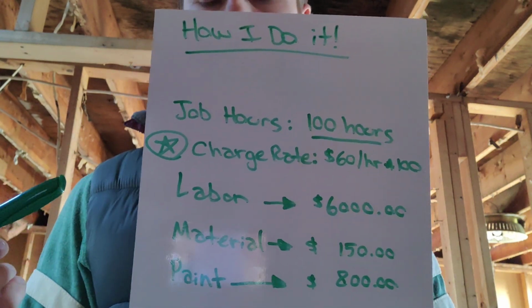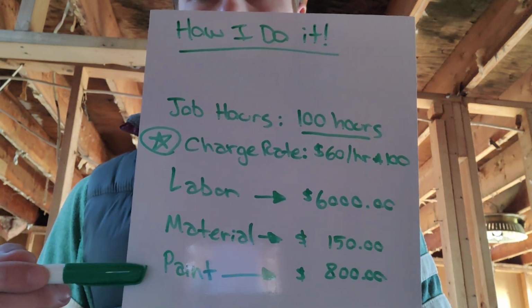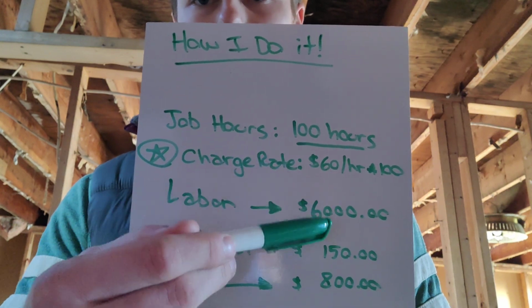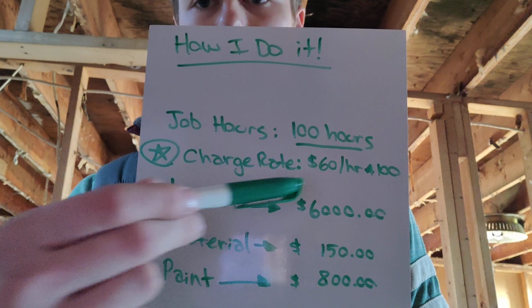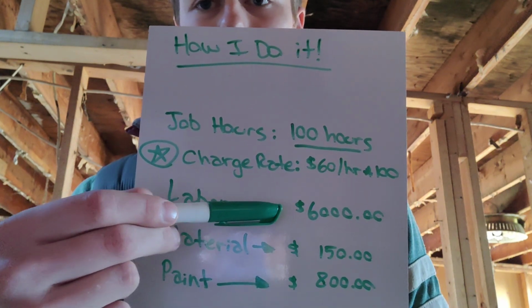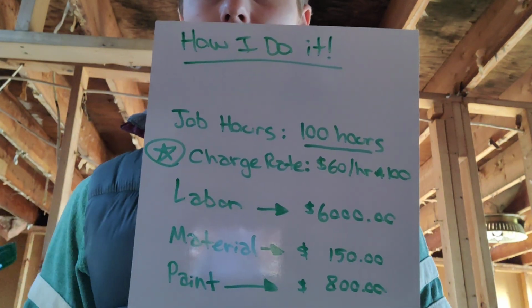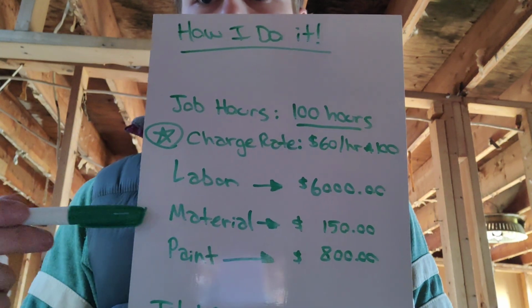Whenever I estimate jobs, I typically have a labor, material, and paint budget. For the labor, I just took this number and dropped it right down. So with the charge rate being 60 an hour, my labor bucket is about $6,000. This is not direct labor, how much it costs to actually pay the guys. This includes all the gross markup inside.